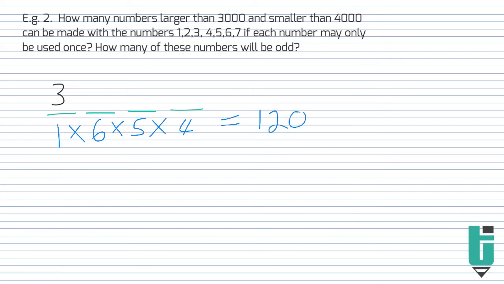Okay, so there are 120 different numbers that we can make larger than 3000 and smaller than 4000 using the given numbers over here. Now let's look at the second part. This one is a bit more tricky. It asks how many of these numbers will be odd.